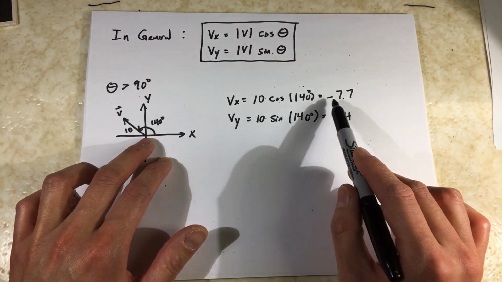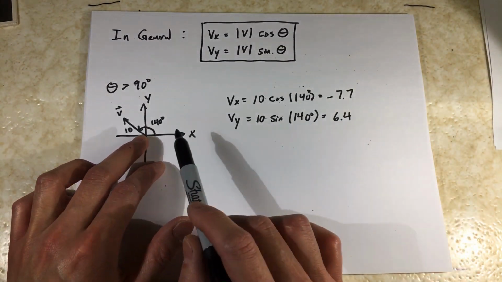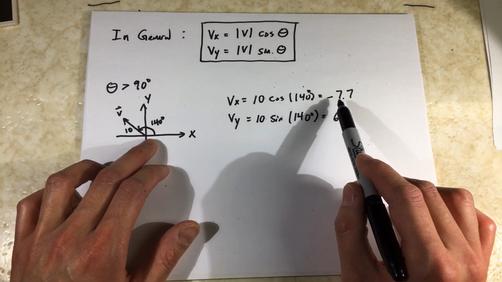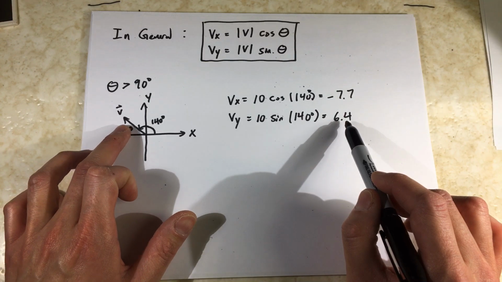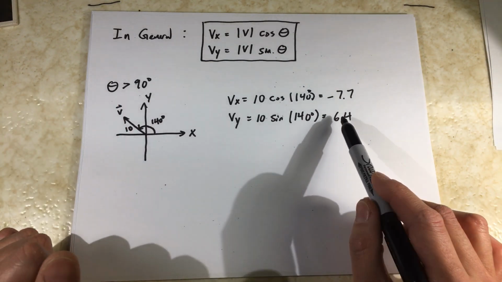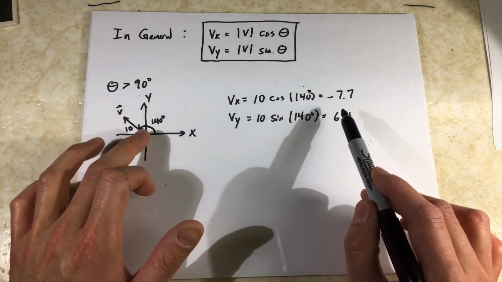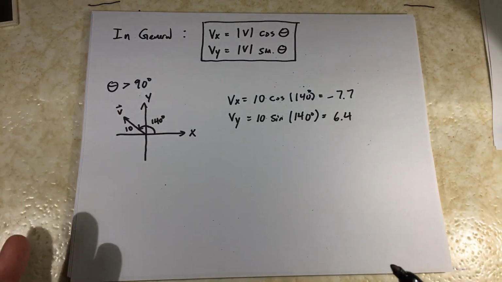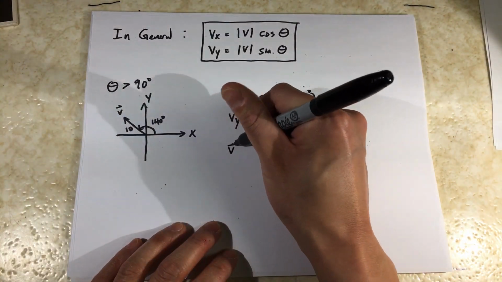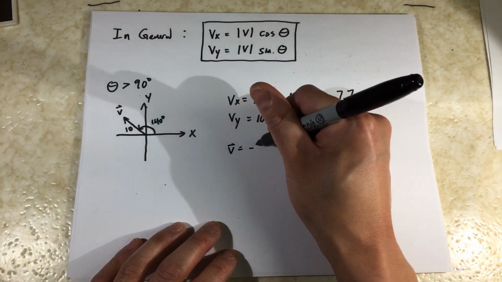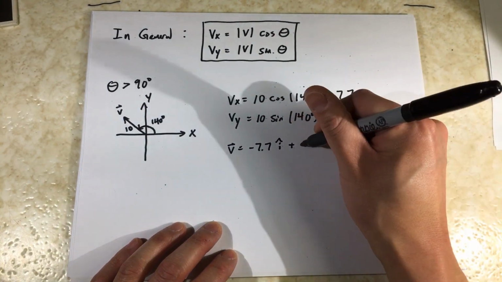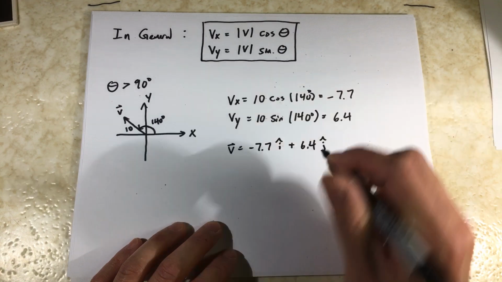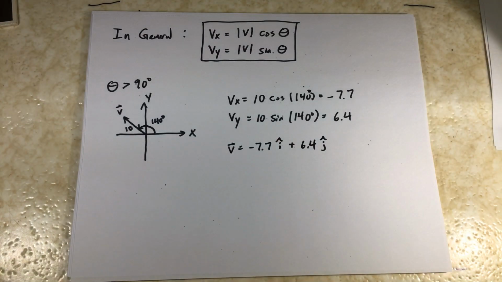So this says the negative sign means I have to move in the x direction negative 7.7. That means 7.7 left, and then I have to go 6.4 up, right? So that is consistent with these signs, with that vector. Going left and then upward makes sense. So this vector would be negative 7.7 i hat plus 6.4 j hat would be the way you would write that vector.